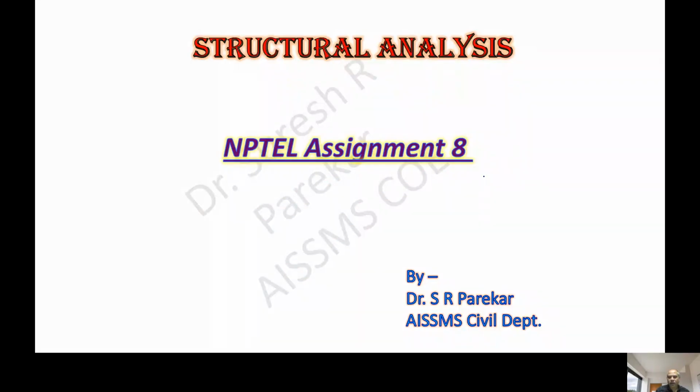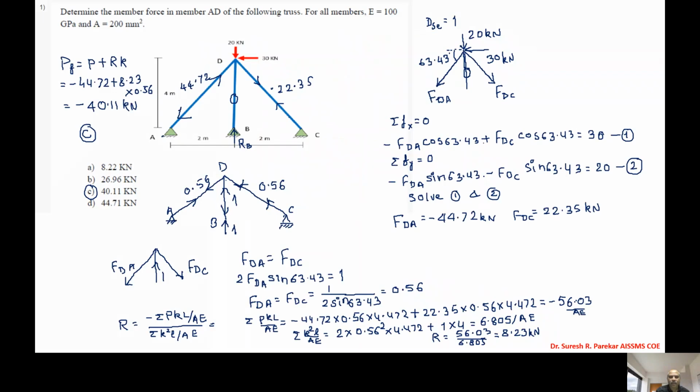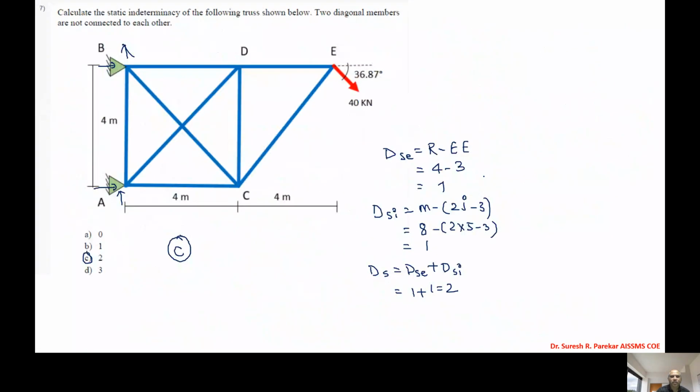Good evening. Today we are going to be doing assignment 8 and the last three problems, which are based on this truss. Now in this we have seen that DSE is 1 and DSI is also 1. So we will remove one member and one reaction, and that also is given.